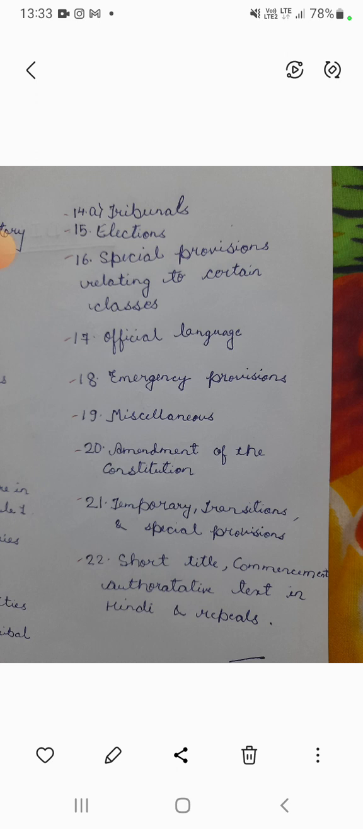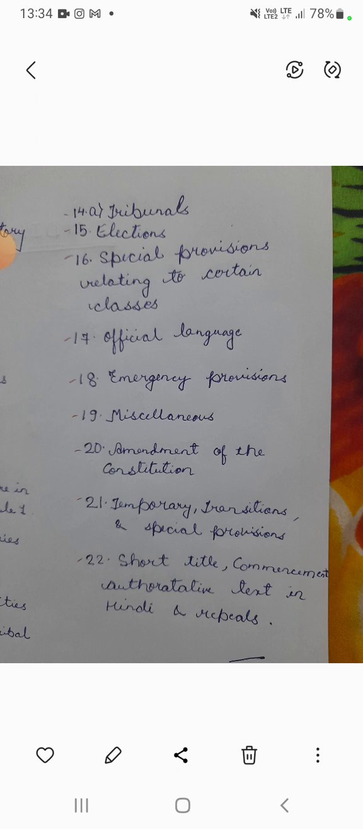In the Constitution so many amendments occur, like the term secular was added to the Constitution, and so many other amendments, like the Citizenship Amendment Act came. These are all amendments in the Constitution.